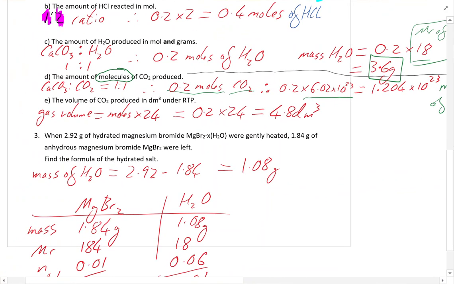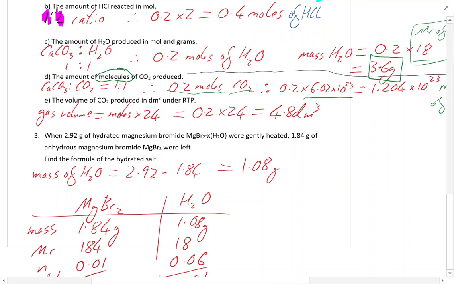Next question. The volume of CO2 produced in decimeters cubed. Now, the common mistake here was to take the number of molecules and times that by 24. So from question D. But in actual fact, to work out the gas volume, you need the moles, and then you're going to times that by 24. So this would be 0.2 moles of CO2 times 24 would give you 4.8 decimeters cubed.